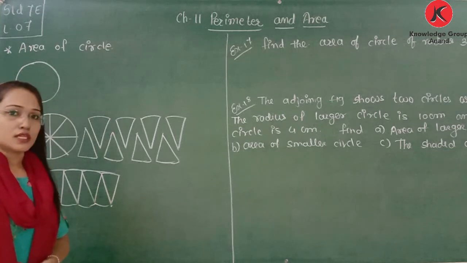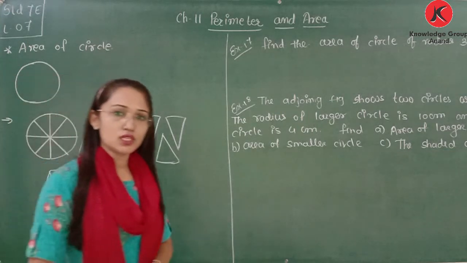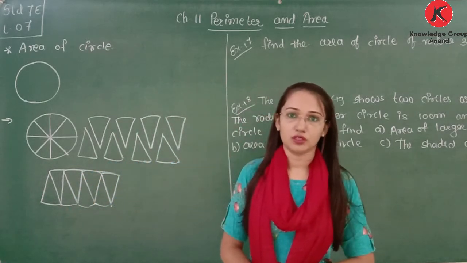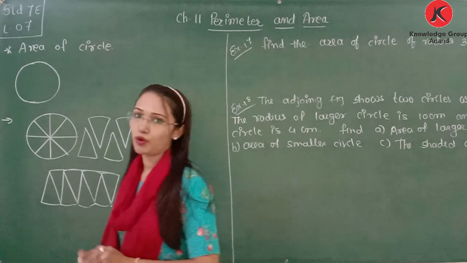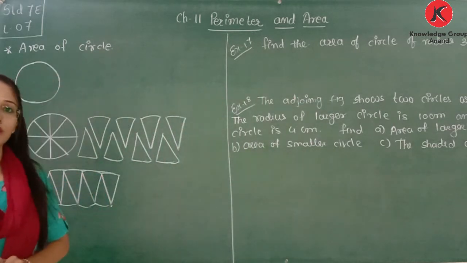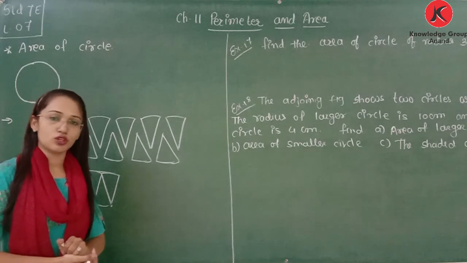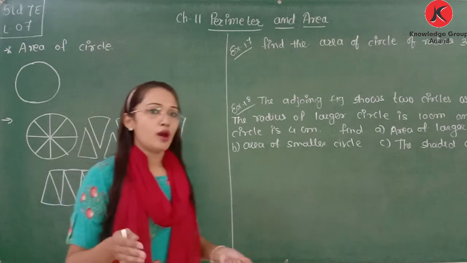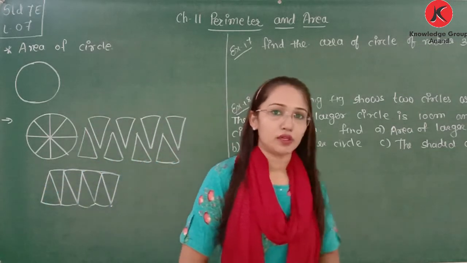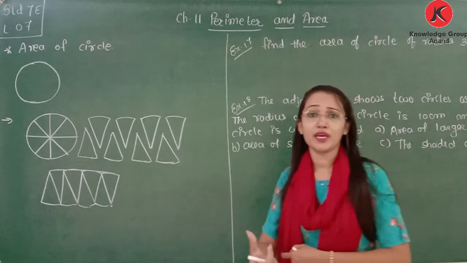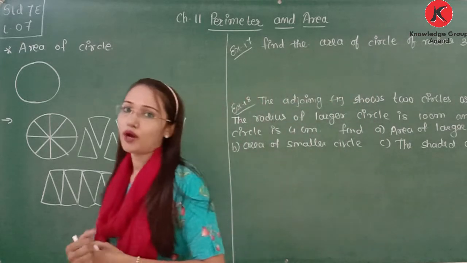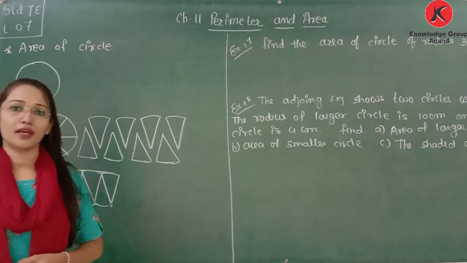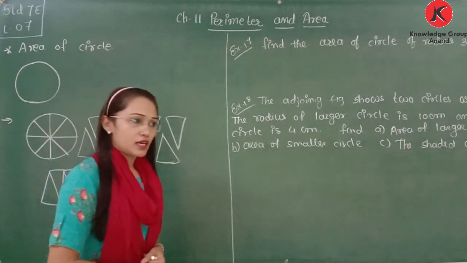So today we will start with the area of a circle. What is area? Area means the space occupied by the object. If you place any shape on a surface, whatever space is occupied by that object on the surface becomes its area. For example, if I place a water bottle on this table, the place occupied by that bottle will be its area. The flat surface occupied by the bottle becomes its area.